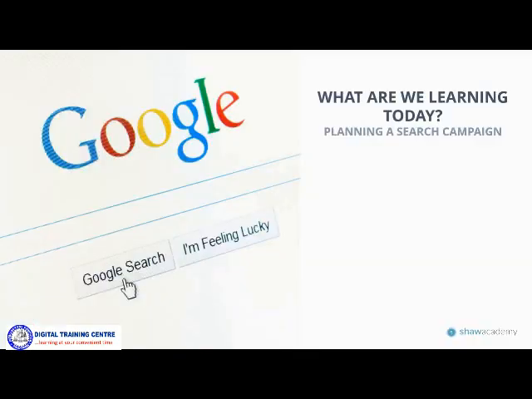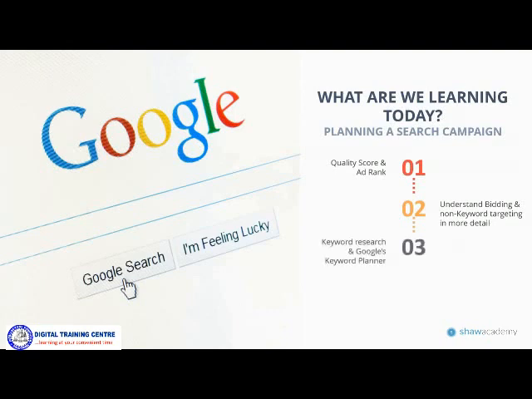Today, we are going to go through the steps that it takes to properly plan a search campaign. Specifically, we'll see all the requirements for a search campaign, but we'll take a closer look at quality score and ad rank before moving on to bidding and non-keyword targeting in a bit more detail. But the bulk of the lesson will be around keyword research and Google's keyword planner, before finally we look at preparing some ad copy and what needs to be planned for, created to do those ads.